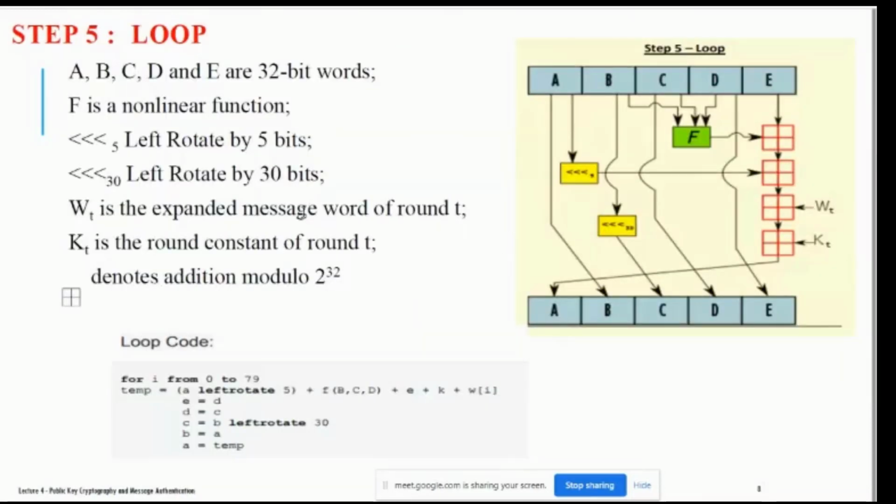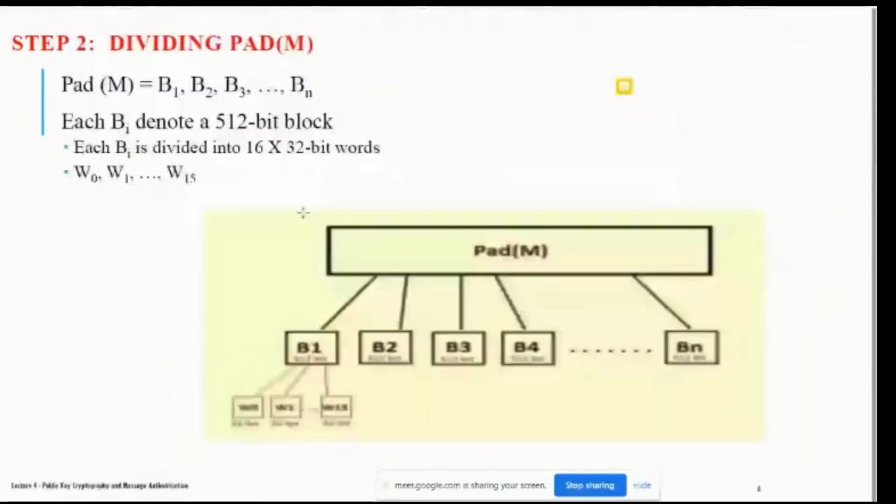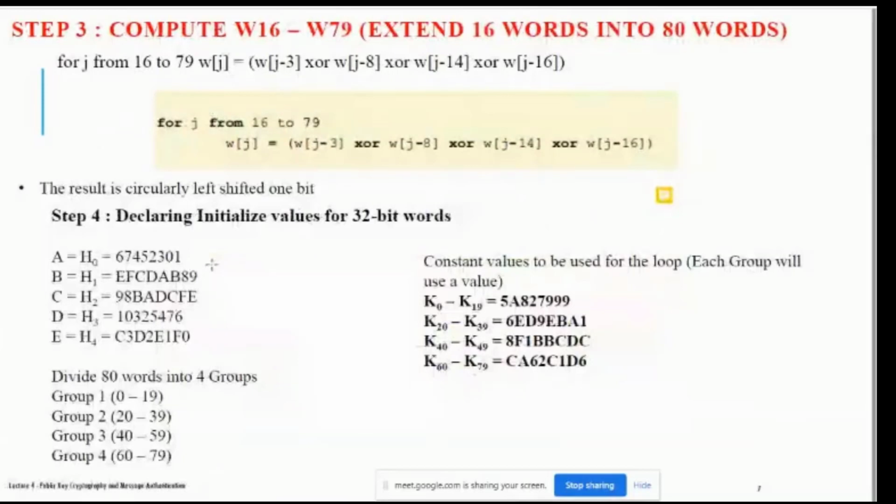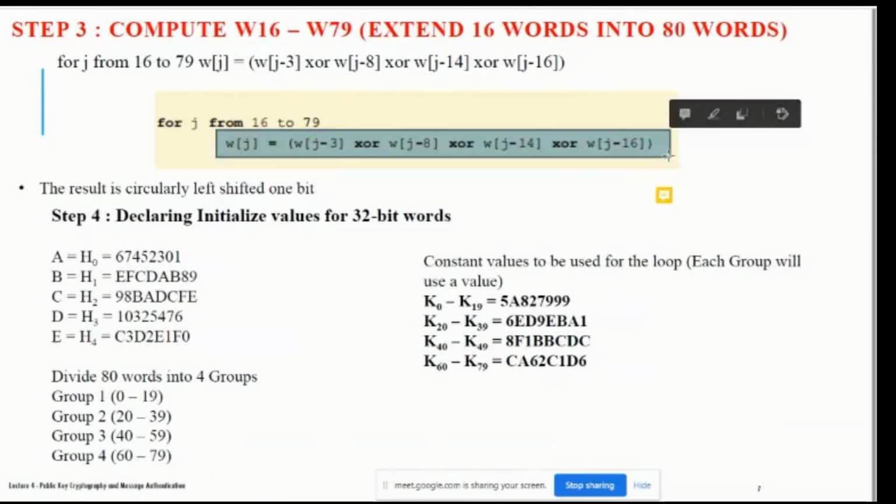Then step number 3. Is this fixed, doctor? Yes, it's fixed. This algorithm is this. We cannot change it. This line is given by the SHA-1 algorithm, so we cannot ask why it is coming. J minus 3, J minus 8, this is the formula. According to the SHA-1 algorithm, they follow this technique: J minus 3, J minus 8, J minus 14, J minus 16.